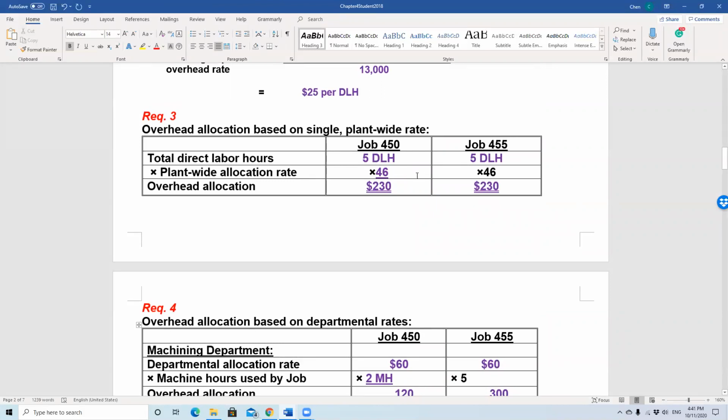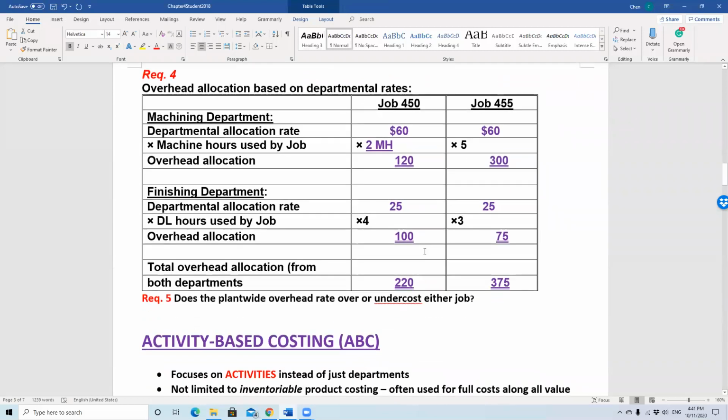Okay, so you can see that based on the plant-wide overhead rate, the two jobs have the same amount of MOH. However, based on the activities, they're actually different. So the question is, does the plant-wide overhead rate over or under cost either job? It looks like the plant-wide overhead rate will over cost job 450, but under cost job 455. Okay.